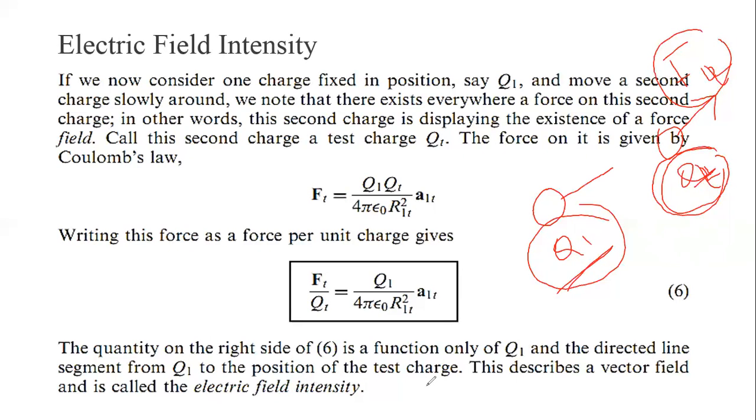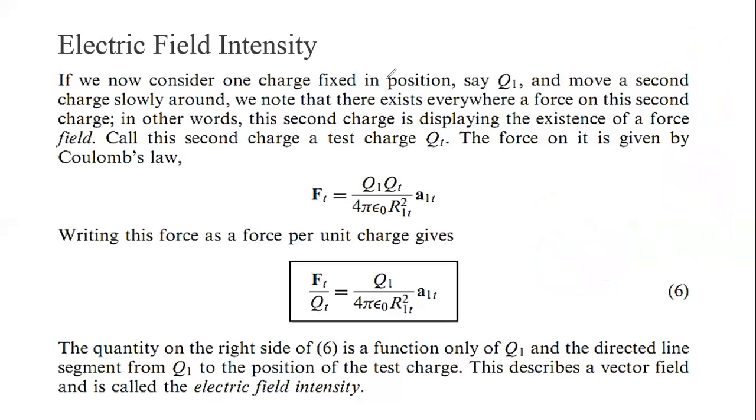It means that this is r1t. So it is a directed line segment from q1 to the position of the test charge. This describes a vector field and is called the electric field intensity.